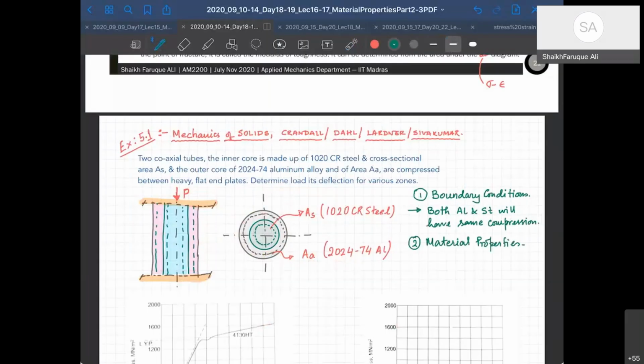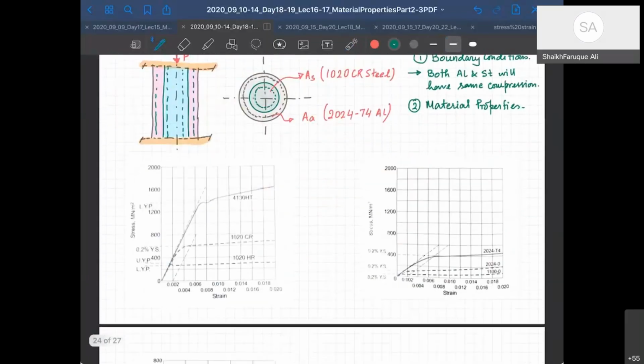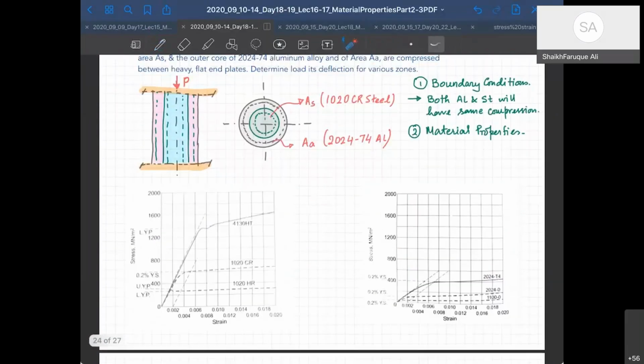Let's look at the curves to get the material properties. So these are the curves. What has been said to me is 1020 CR. So 1020 CR is this one, and you can see this curve. I'll draw with the pen. This is the 1020 CR. So we can see its elastic modulus, and this is your 0.2 strain. This is your 0.2 proof stress, and therefore this is going to be your proof stress.